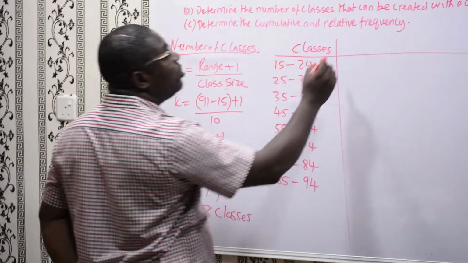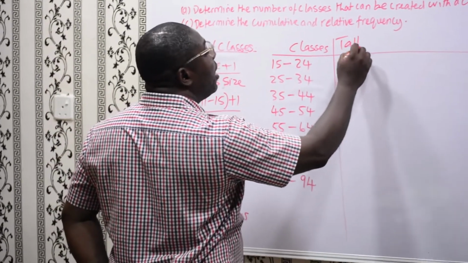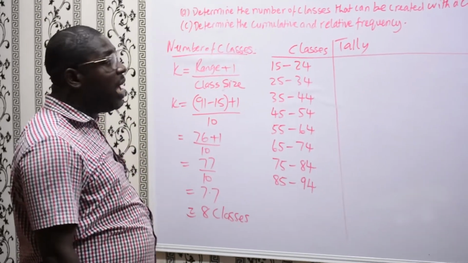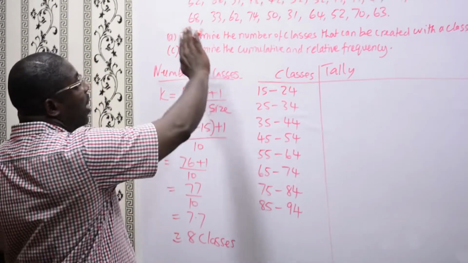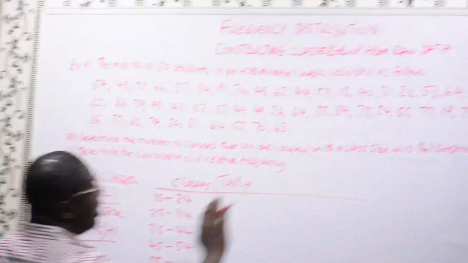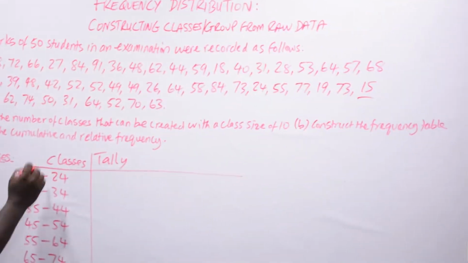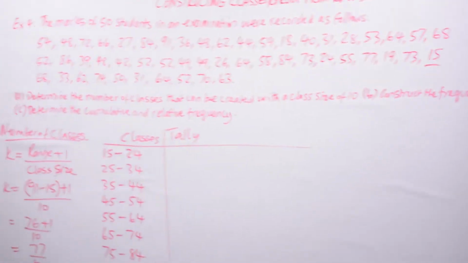So the next thing we do is to do our tally. In doing our tally, we have to look at these values and place them in the classes where they should belong.